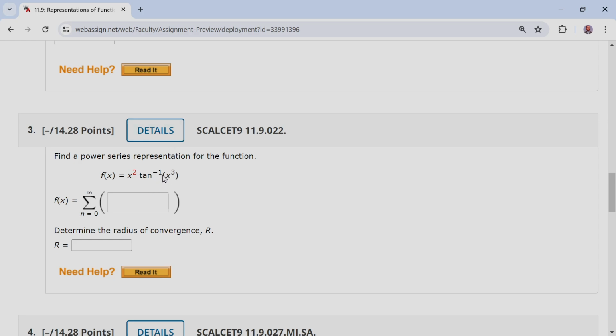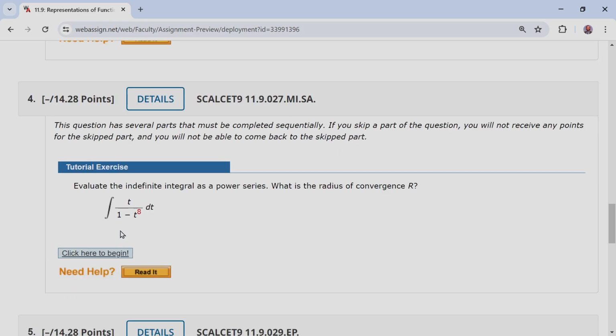And then we're going to take what results and multiply everything by x squared. So you can think of the x squared sort of being multiplied on the outside, and then the x replaced with x cubed in the tan inverse formula. So that's going to require us looking up the formula and going through it that way.